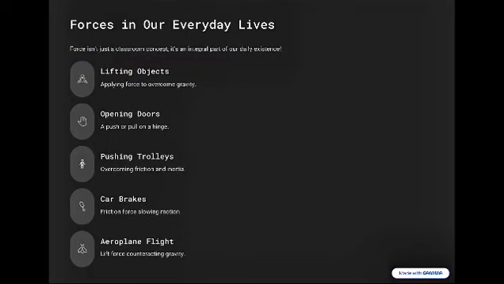Force in our everyday life. Force is not just a classroom concept. It is an integral part of our daily existence. 1. Lifting an object. Applying force to overcome gravity. 2. Opening a door. A push or pull on a hinge. 3. Pushing a trolley. Overcoming friction and inertia. 4. Car brake. Friction force slowing motion. 5. Aeroplane flight. Lift force counteracting gravity.